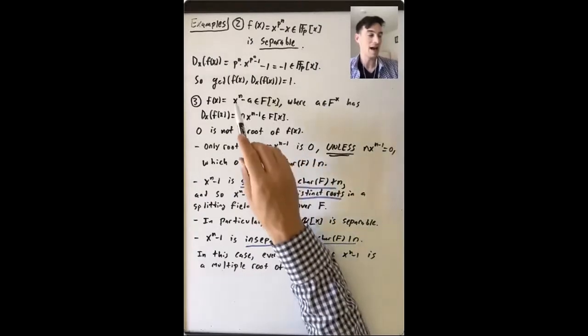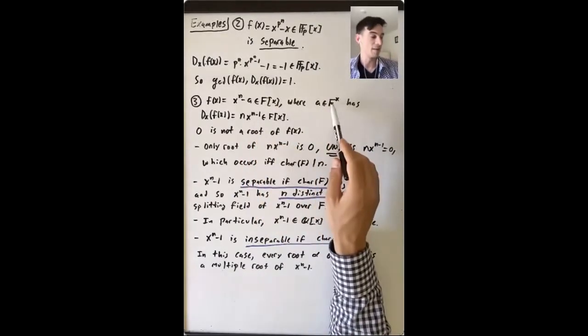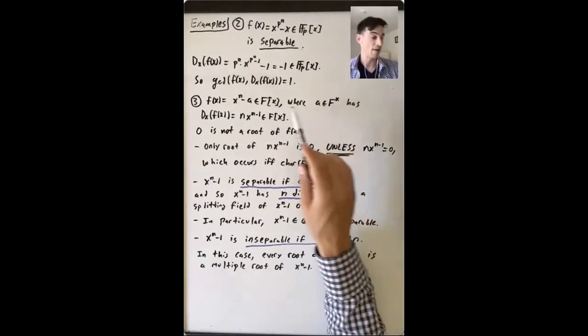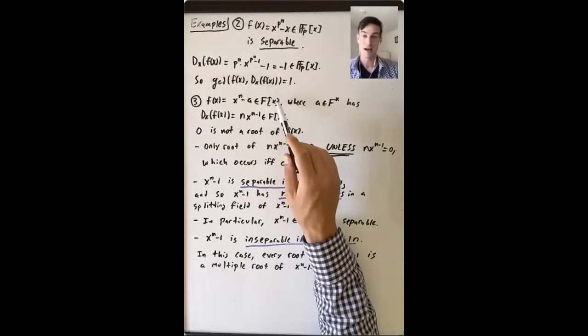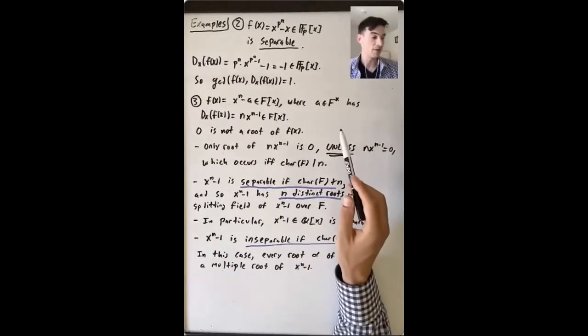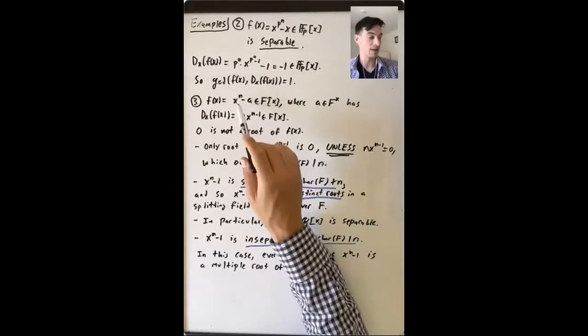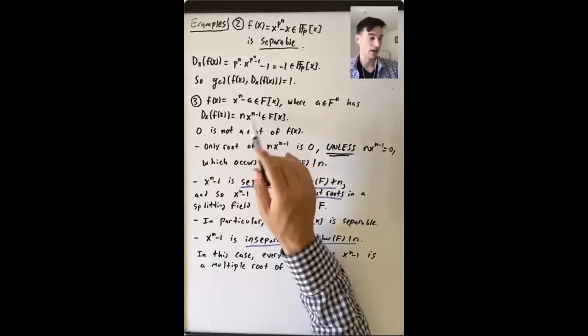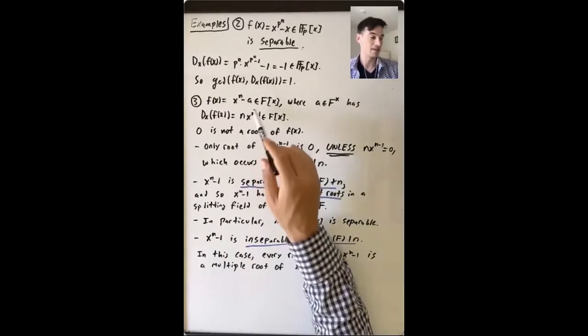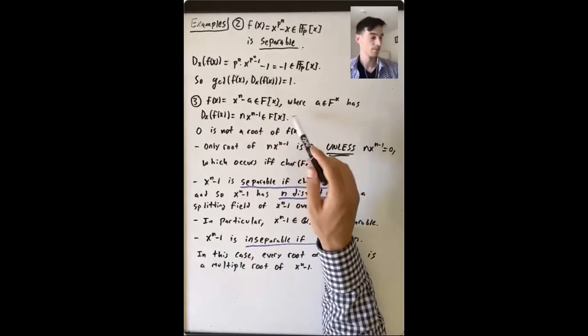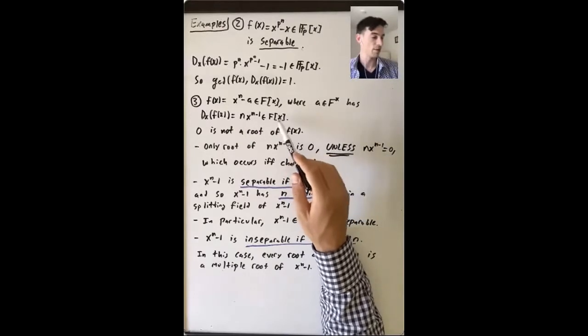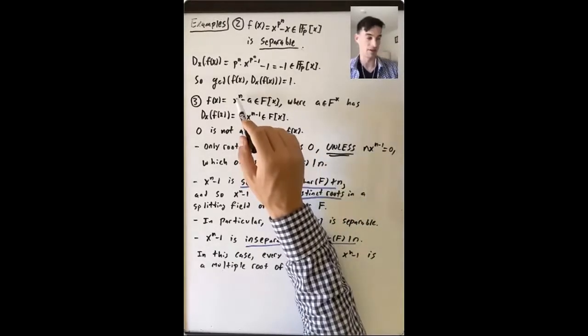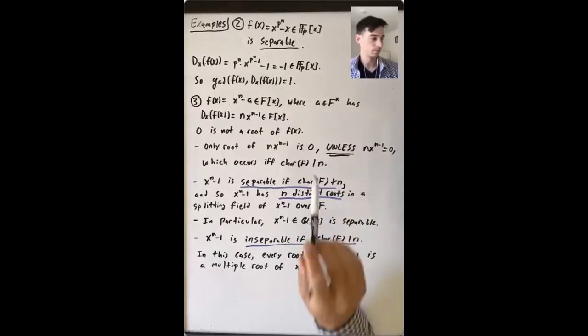Let's think about x to the n minus a, where a is some non-zero element of F. This is a polynomial in F[x]. What's the derivative? Well, it's n times x to the n minus 1 minus 0. So this is n times x to the n minus 1 in F[x]. Well, 0 is not a root of f of x. You plug in 0, you get minus a, which is not 0.